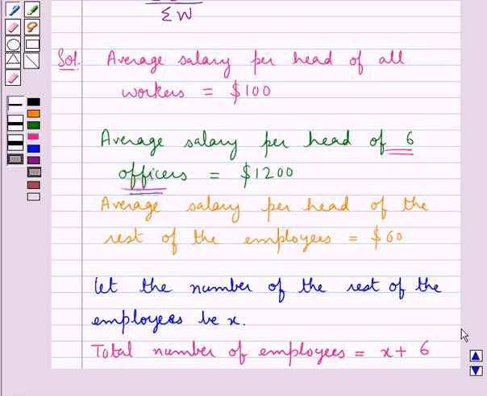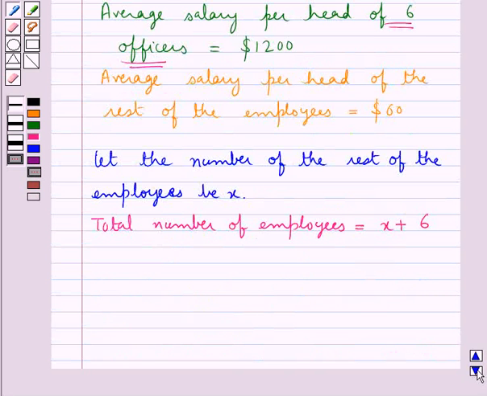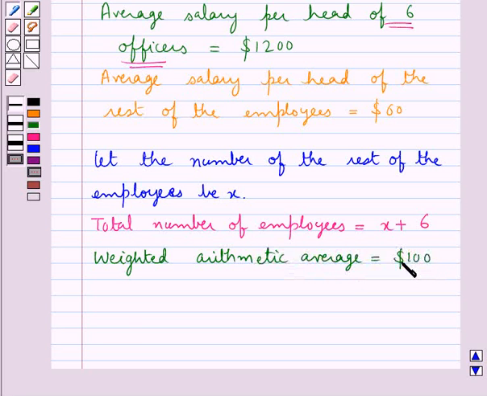Now, since we have average salary per head of all the workers is $100, so we have the weighted arithmetic average is equal to $100. So, substituting in the formula we have 100 is equal to 6 into 1200, since we have average salary per head of 6 officers is $1200, plus x into 60. That is, average salary per head of the rest of the employees is $60 into the number of the rest of the employees, which is x. And this whole upon the total number of employees, which is 6 plus x or x plus 6.